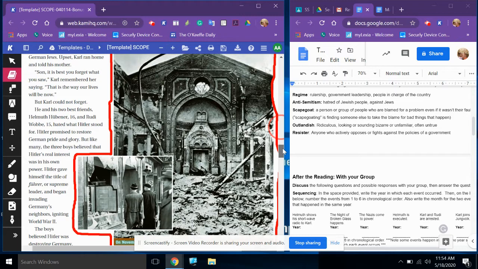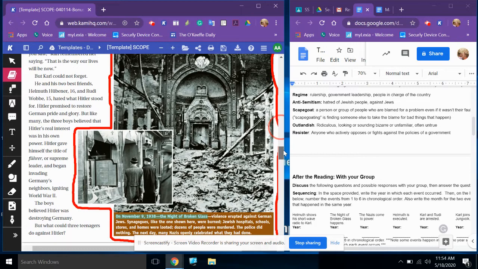He and his two best friends, Helmuth Huebner, 16, and Rudi Wobe, 15, hated what Hitler stood for. Hitler promised to restore German pride and glory, but like many, the three boys believed that Hitler's real interest was in his own power. Hitler gave himself the title of Führer, or Supreme Leader, and began invading Germany's neighbors, igniting World War II. The boys believed Hitler was destroying Germany, but what could three teenagers do against Hitler?